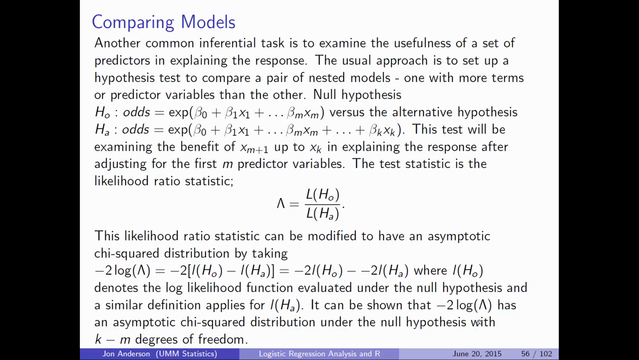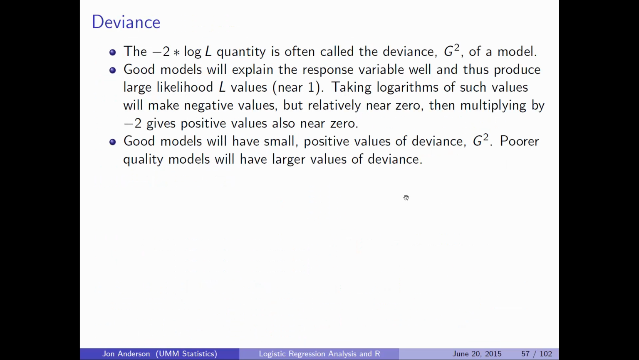It turns out that -2 log lambda has a roughly chi-square distribution with k minus m degrees of freedom, where k is the number of terms. Well, it's actually k plus 1 betas in the alternative and m plus 1 betas in the null hypothesis, and so the difference in the number of beta terms is the right degrees of freedom for that test.